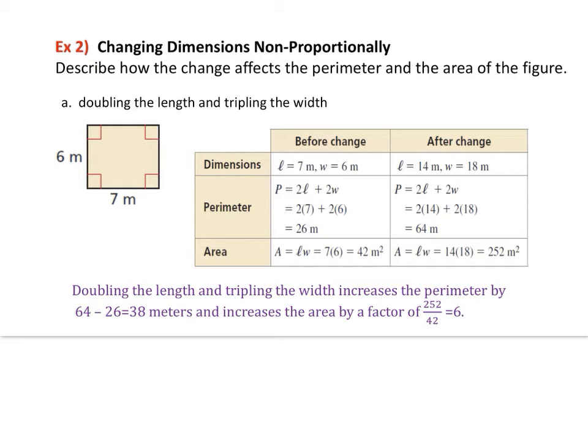Well, let's think about those numbers. I doubled the length and tripled the width. What value is that when I multiply? 6. So there is a connection between how I increase my dimensions and my scale factor on area.